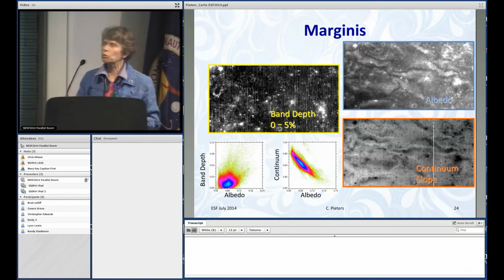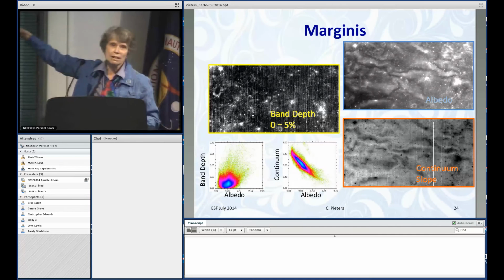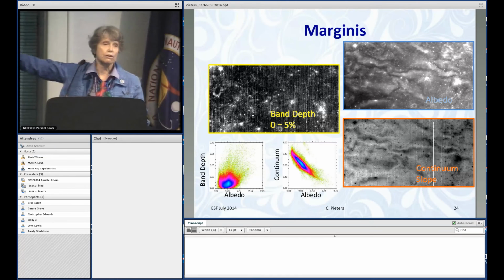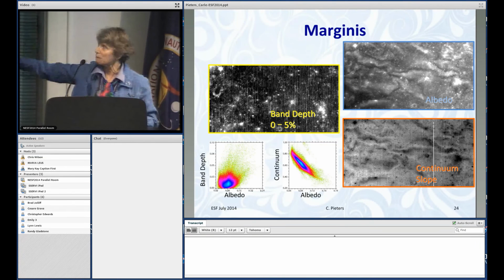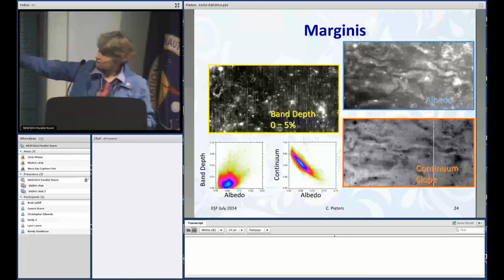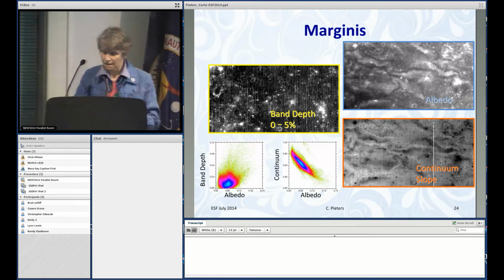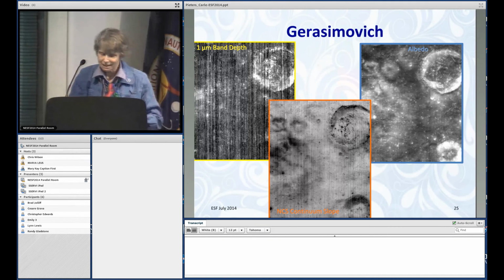Marginis, beautiful suite here, high correlation between the albedo and continuum slope. In fact, you can see the anticorrelation for this particular image there. The lack of correlation between albedo and band strength over in the corner there. These are beautiful examples.